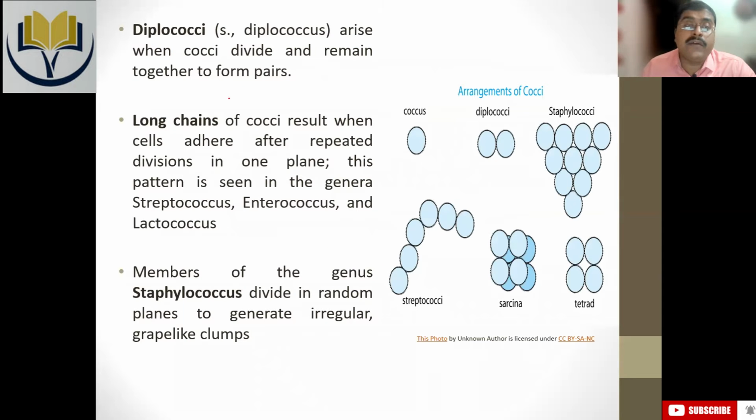These are different kinds of coccus structures. So this is a singular coccus structure. That is the simple form of cocci.